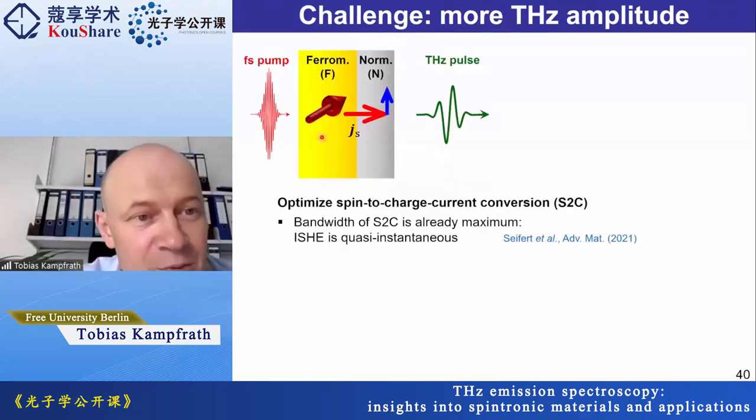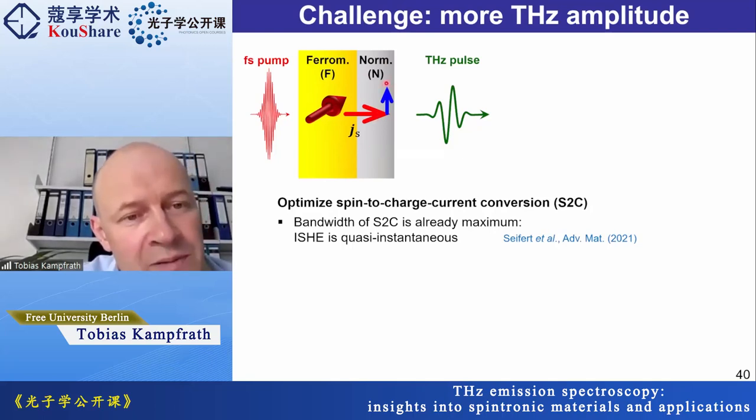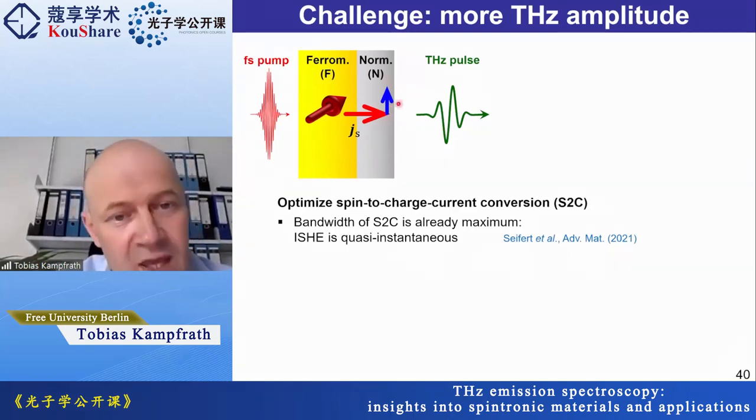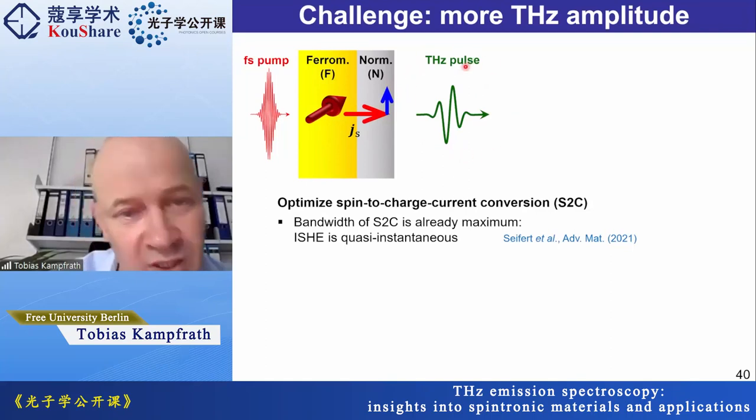Once again, a little summary. Of the spintronic terahertz emission, here's the pump pulse. It drives a spin current from the ferromagnet into the normal metal layer. In the normal metal layer, we get the inverse spin Hall effect, or more generally spin to charge conversion, which produces an in-plane charge current, which then finally gives rise to the emission of a terahertz pulse.